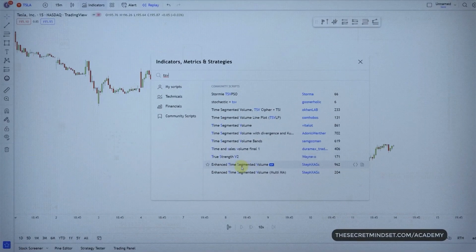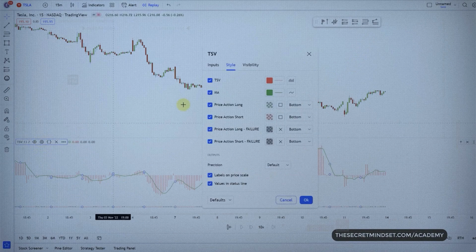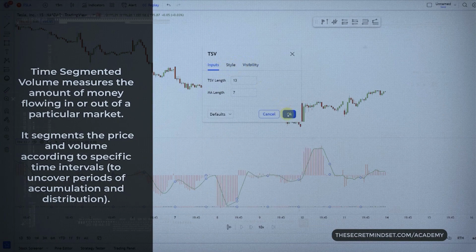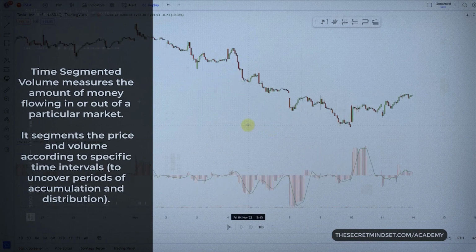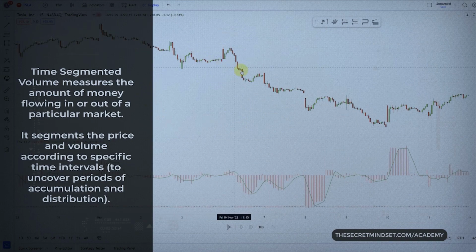One of my favorite leading signals is the time-segmented volume divergence. Time-segmented volume measures the amount of money flowing in or out of a particular market, and it segments the price and the volume according to a specific time interval. The price and volume data is then compared to uncover periods of accumulation and distribution.